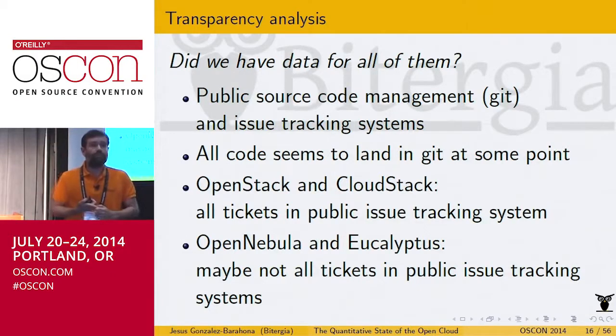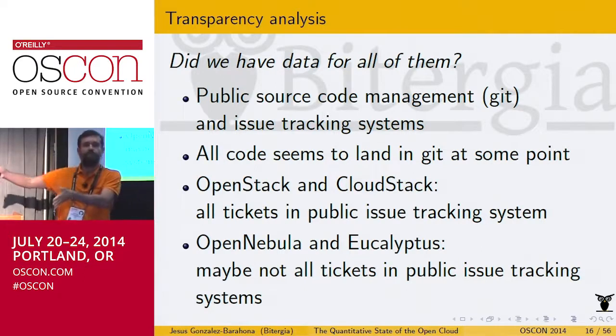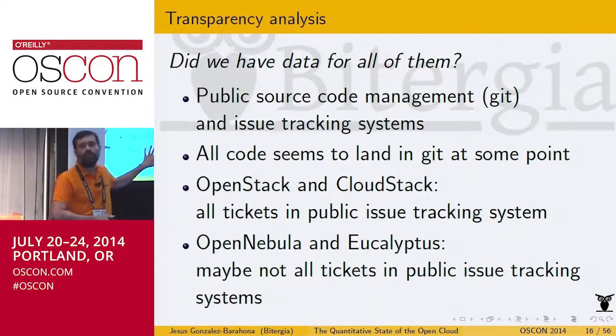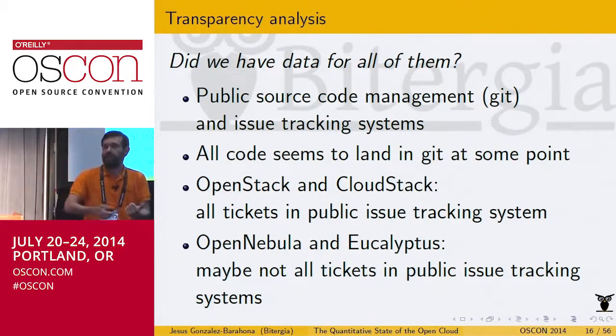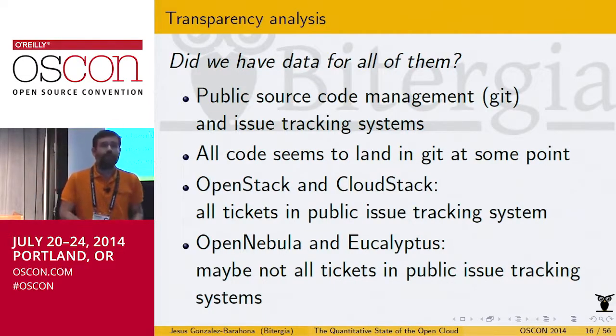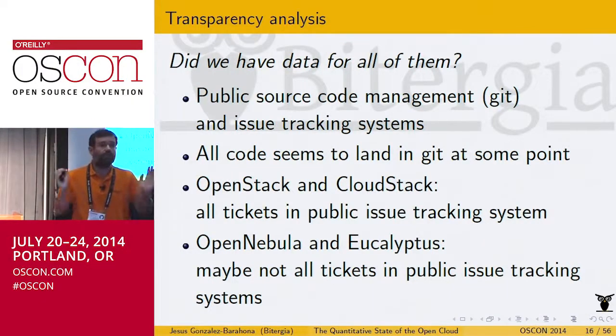Second, all the code seems to land in Git at some point. I'm saying that because in some cases you find that the development process seems to be there, but what you really have is a code dump. So the development happens elsewhere, and then from time to time you just move the code to the Git repositories. This is not the case. In all the projects, it seems, by analyzing the Git repositories and the ticket repositories, that the real story is there, except for maybe the ticketing system. For the ticketing system, in the case of OpenStack and CloudStack, I'm pretty much sure that everything is happening there. For OpenNebula and Eucalyptus, by looking at the numbers, maybe there are some other ticket repositories, maybe for customers or whichever.